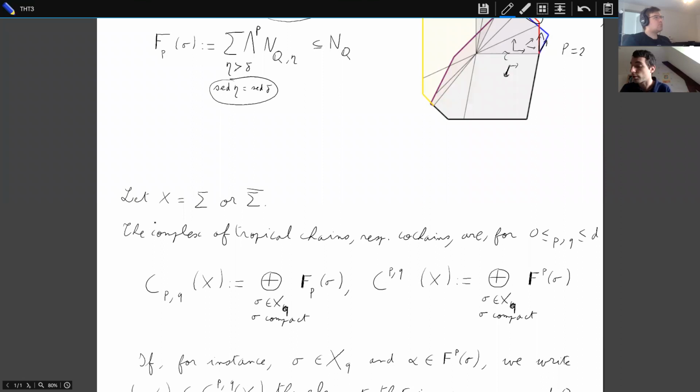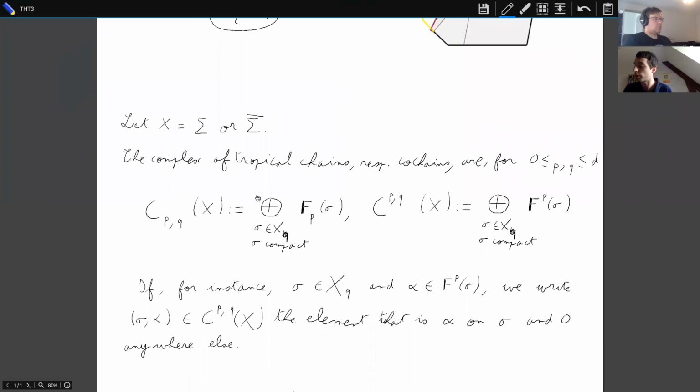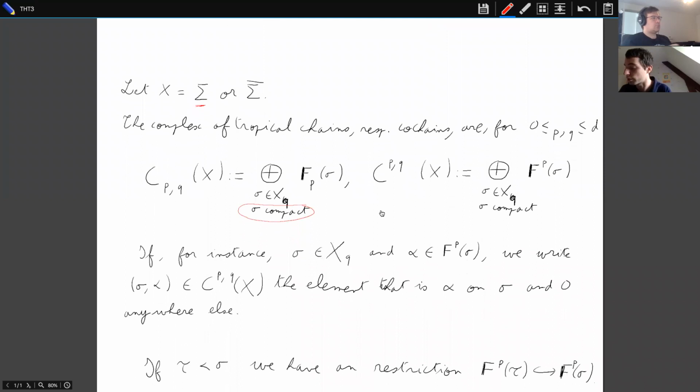Okay, so if I have X, which is either the fan or its compactification, I can define the complex of tropical chains and of tropical quotients. So here there is a subtlety compared to what Christine said, is that I take only the sum over sigma which is compact. So if X is compact, this does not change anything because every face of the compactification is compact. So it's just the sum over every face. But for sigma, it is different. It's important.